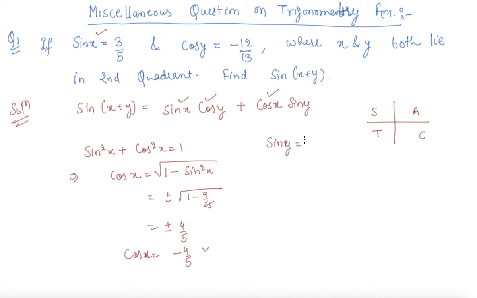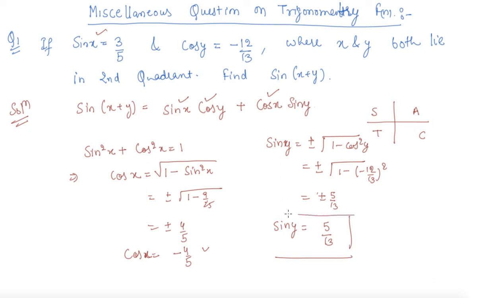Using the same formula again, we can find the value of sin y. That is the square root of 1 minus minus 12 by 13 squared, which comes out to be plus minus 5 by 13. In the second quadrant it should be positive, so we get the value as 5 by 13. Now we know all the values of sin x, cos y, cos x and sin y.